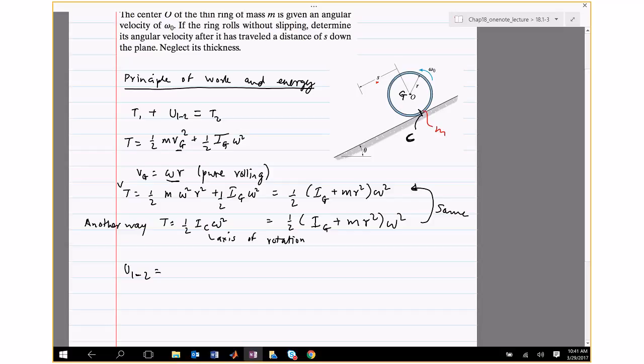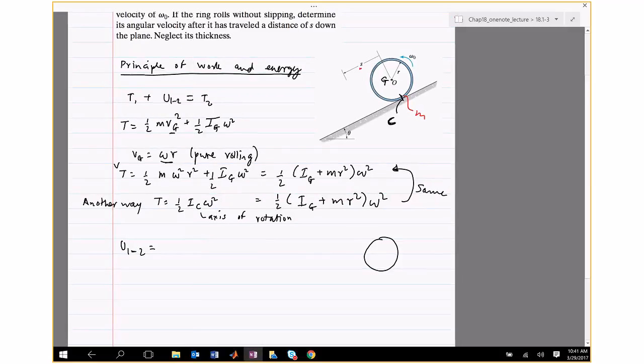Now, in this case, you want to find the work due to gravity. Here's where you might want to draw the free body diagram, because you want to find the work done from 1 to 2. So mg, the normal force, will it do work? The normal force acts at C, and C doesn't have any motion in the direction normal to the plane. So work done by N is going to be 0. Okay, so that's the free body diagram.